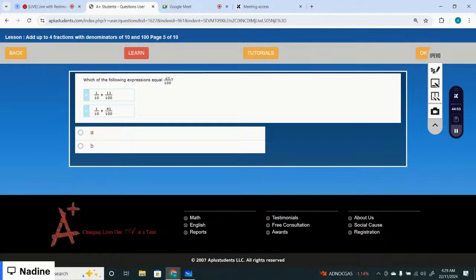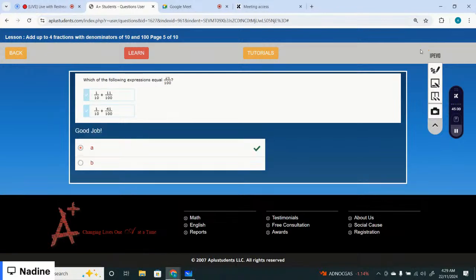Which of the following expression equals 21 over 100? Which is the correct option? The correct option is option number A. The correct option is option number A, that makes 21 over 100.